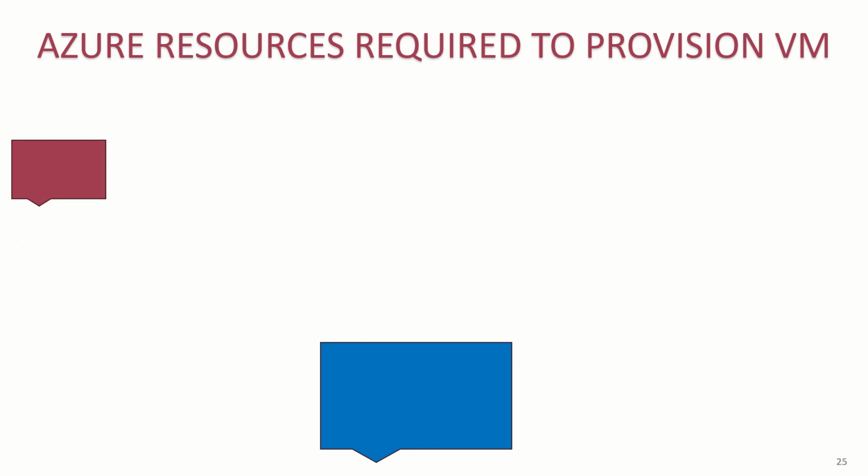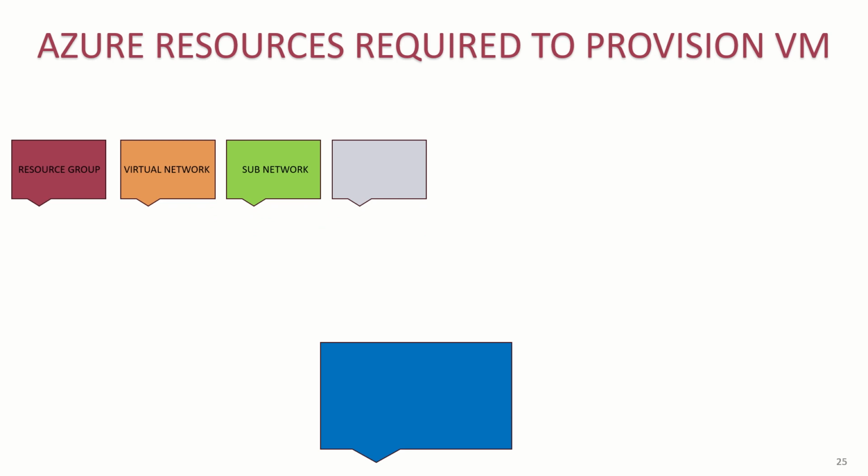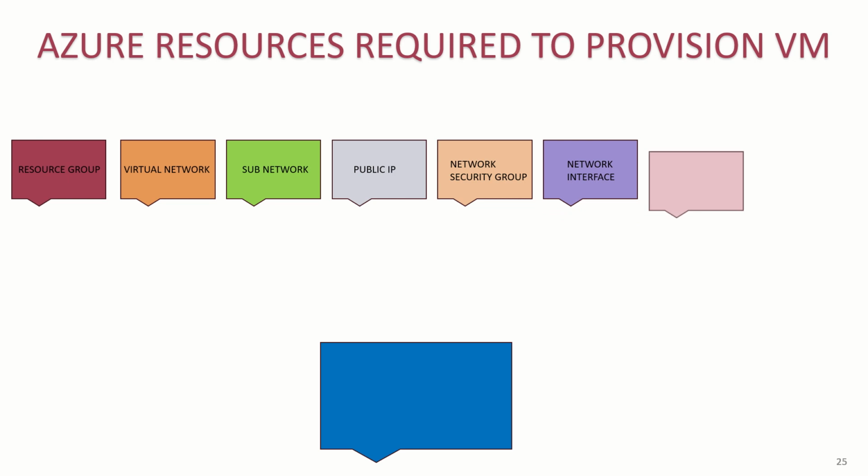So the very first resource is the resource group, which we need to create for every resource in Azure. Firstly, we need to create a resource group. Then the second resource required is a virtual network. Post virtual network, we need a subnetwork. After subnetwork, we need a public IP, and after public IP we need a network security group, and post creation of network security group we need a network interface that will be attached to our virtual machine. And after that we need to associate the network security group to our network interface.